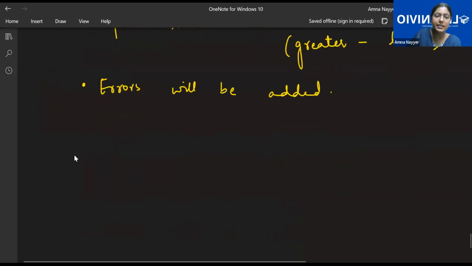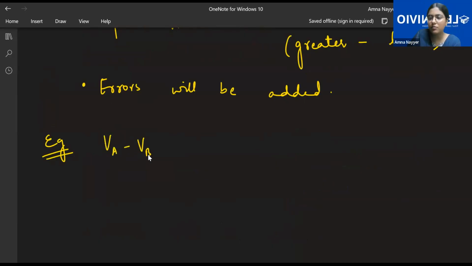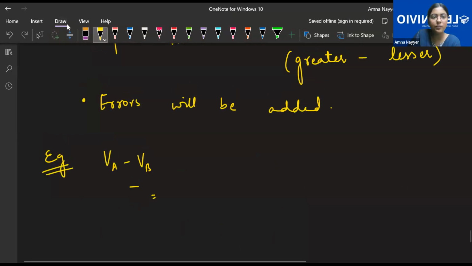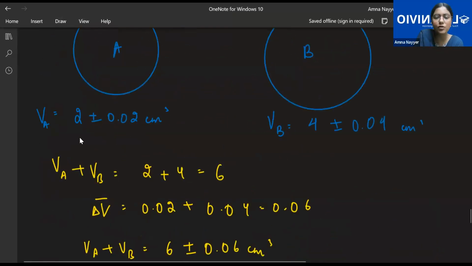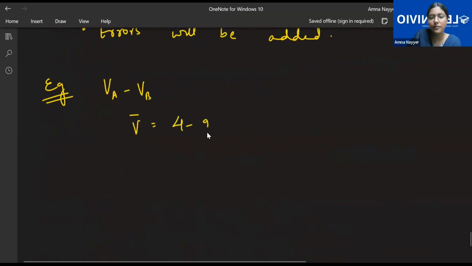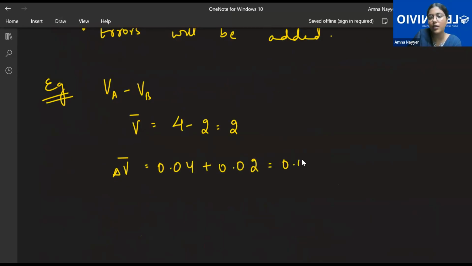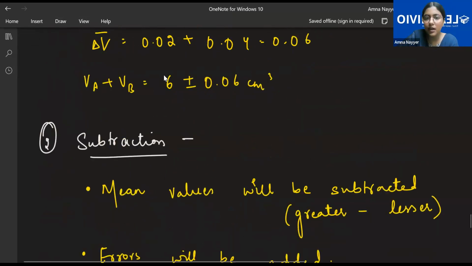Let's say if I continue with the same example here, now I have to get VA minus VB, or just the difference between them. So for the mean value of the volume, one was 4 and the other is 2. So this becomes 4 minus 2. And when I take delta V bar, this will still be 0.04 plus 0.02, that is equal to 0.06. So when I write my final answer, VA minus VB will be 2 plus minus 0.06 centimeter cube. So this is what the difference will come in their values.